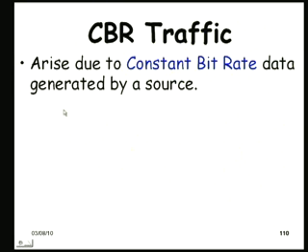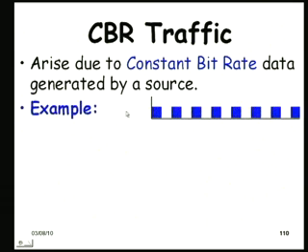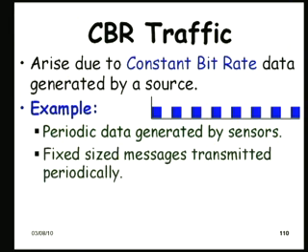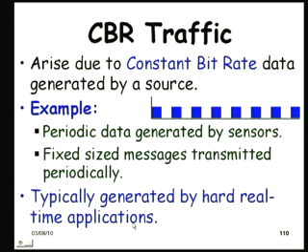The CBR traffic, or the constant bit rate traffic, is the majority of the data in a real time network. Here the data keeps on arriving in certain packet sizes, let us say 100 bytes of data or 1 kilobyte of data arriving every 1 millisecond on the network. Typically these are the periodic data generated by sensors, for example, the readings of the speed or the altitude transmitted by a sensor mounted on a vehicle. They keep on transmitting the data periodically. So, fixed size messages are transmitted periodically, and these are the kind of data that hard real time applications generally deal with.